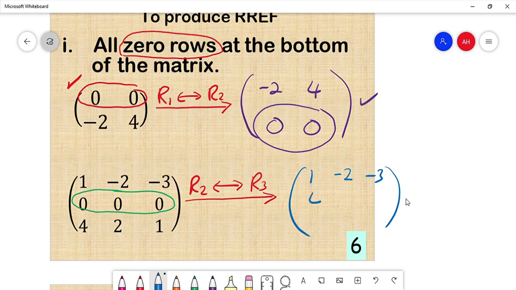So we have 4, we have 2 and 1. Now this 0 row becomes row number 3. 0, 0, 0 like this. See here? The 0 row now is at the bottom of the matrix. Therefore, this matrix fulfills this first requirement for RREF. That is, all 0 rows must be written at the bottom of the matrix. Okay, that's the first requirement.